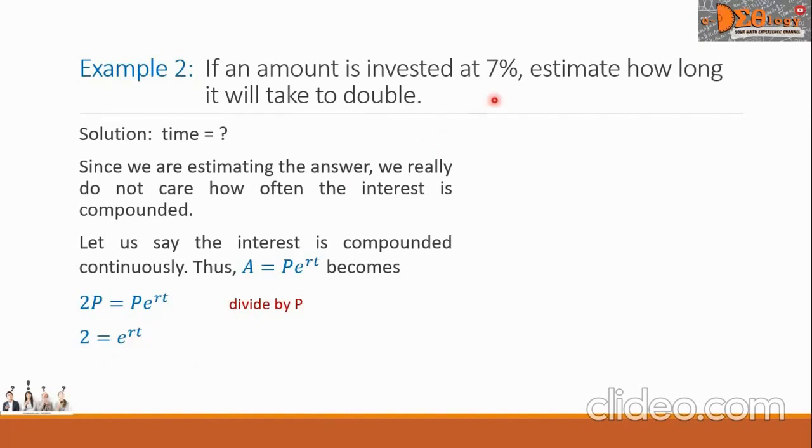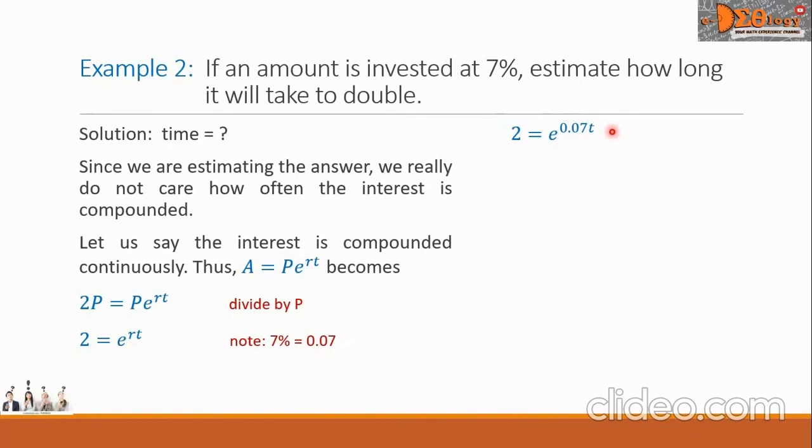In our given here is the rate, which is 7%. And we know that the 7% is equal to 0.07. We can now substitute this decimal for R in our equation. Let us continue on this side. So we can write now 2 equals the constant e raised to the product 0.07 times t. In this case, only the t is the variable.